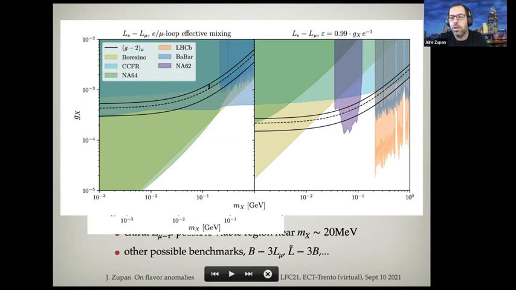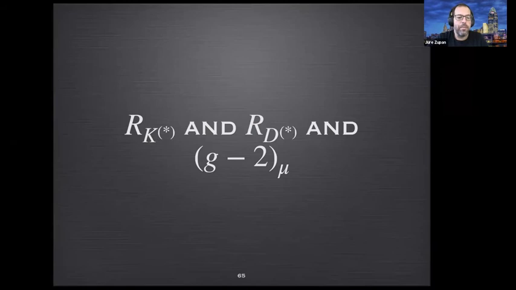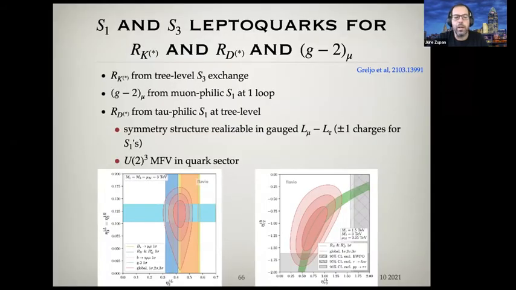There's one wrinkle to this story: if you allow kinetic mixing and fine tuning, so if you cancel at the percent level, then a technically viable region would pop up. And then there are other possible benchmarks you can think of. I think I'll skip this. You can also contemplate the combination of everything.